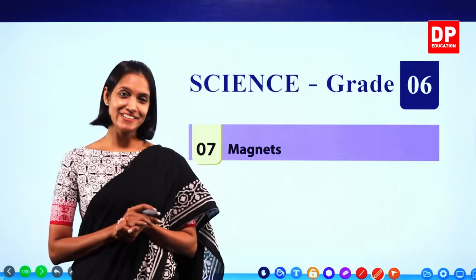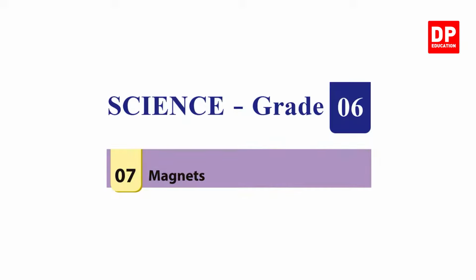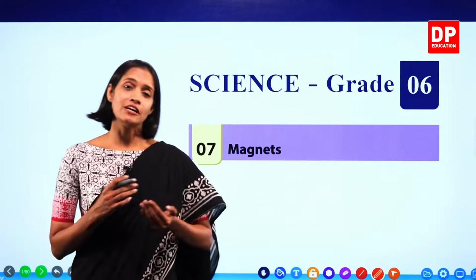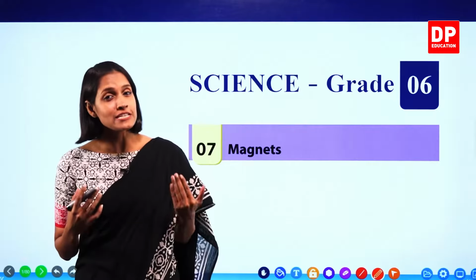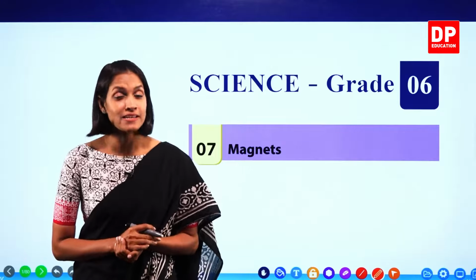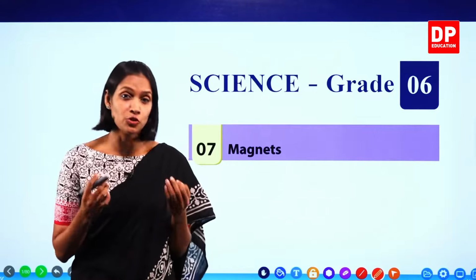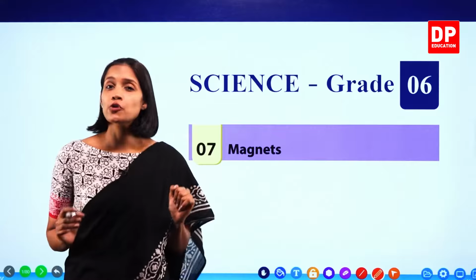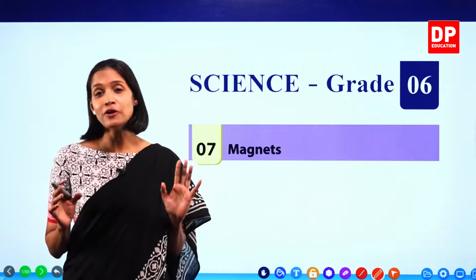Dear grade 6 children, today we are going to learn the 7th lesson of the science textbook, that is magnets. You all use magnets in your day-to-day lives. There are so many instances where we use magnets. Some of you use magnets in the toys that you are playing with. And under this lesson, we are going to learn a lot of information about magnets.